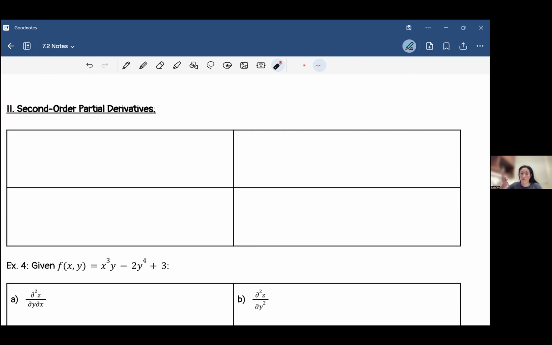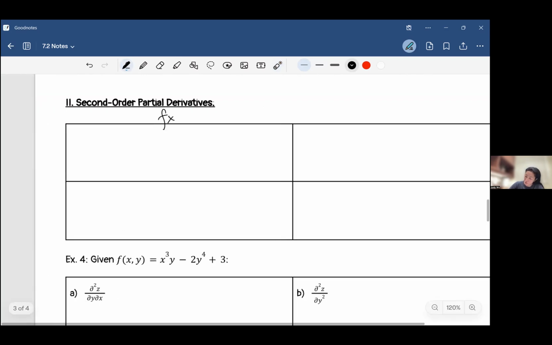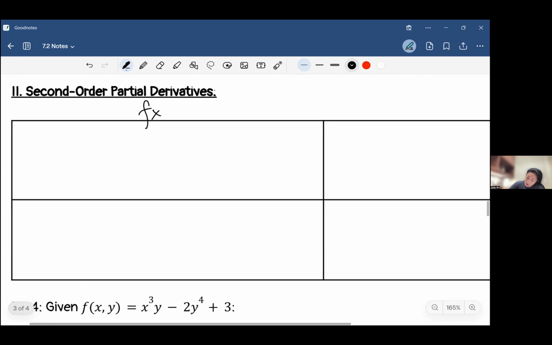What I mean by that is from fx, we can take another derivative with respect to x. We call that fxx. So it's like we take a second derivative and we treat x like a variable again. But if we use the Leibniz notation, that might look like this: partial squared f over partial x squared.